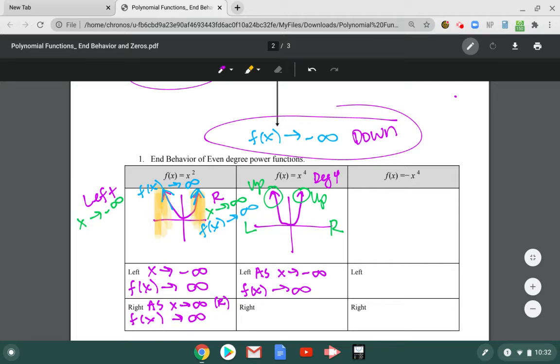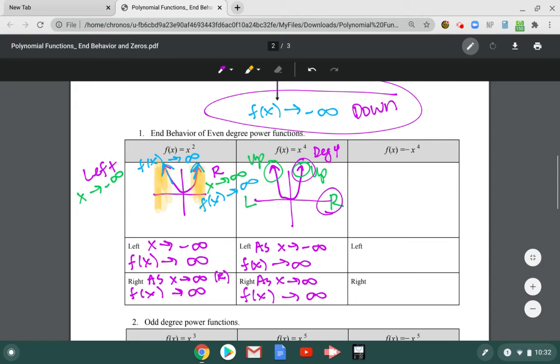Now let's move over to the right-hand side. On the right-hand side, to say right, as x goes to infinity, that means right. My function is going up again. So f of x goes to positive infinity. Now I'm using f of x here. You could use y if you wanted, or whatever the name of the function was. Just nice to keep it simple with f of x.